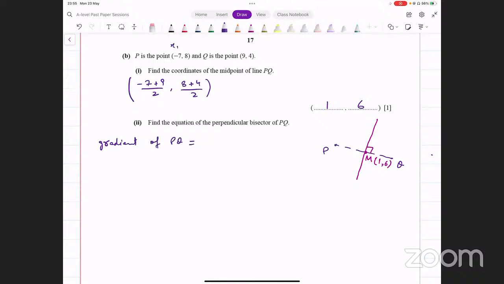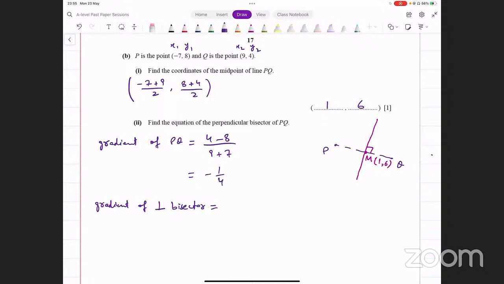Let's call this x1, y1. This is x2, y2. y2 minus y1 over x2 minus x1. So that's 4 minus 8 over 9 minus minus 7, which becomes 9 plus 7. That's minus 4 over 16, which is minus 1 over 4. ये आपके पास PQ का gradient आ गया. What about the gradient of the perpendicular bisector?